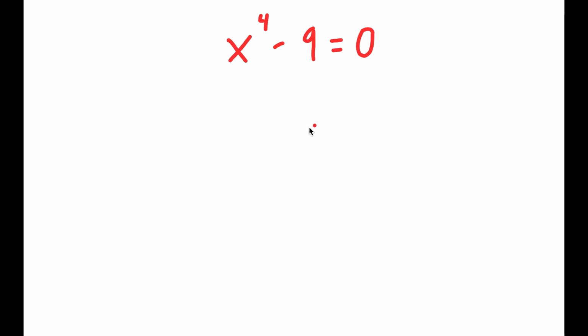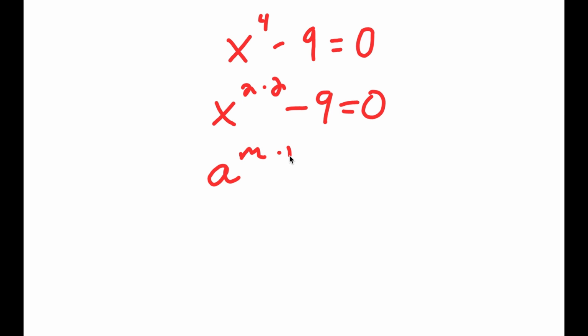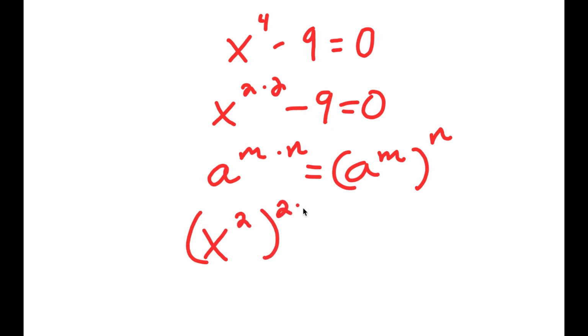Alright, so in this problem, I have x to the power of 4 minus 9 is equal to 0. So I'm going to first start by rewriting x to the power of 4 as x to the power of 2 times 2. And now I have this minus 9 is equal to 0. So if I have something in the form a to the power of m times n, this is equal to a to the power of m to the power of n. So x to the power of 2 times 2, that's going to equal x to the power of 2 to the power of 2 minus 9 is equal to 0.